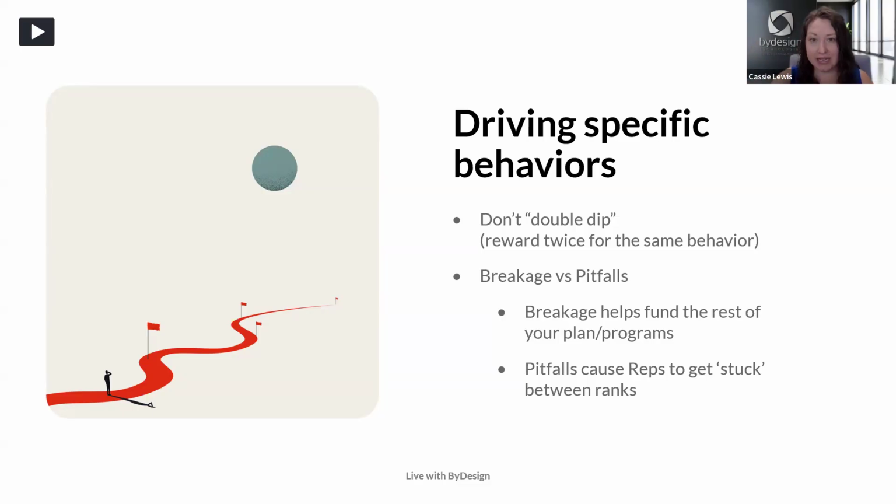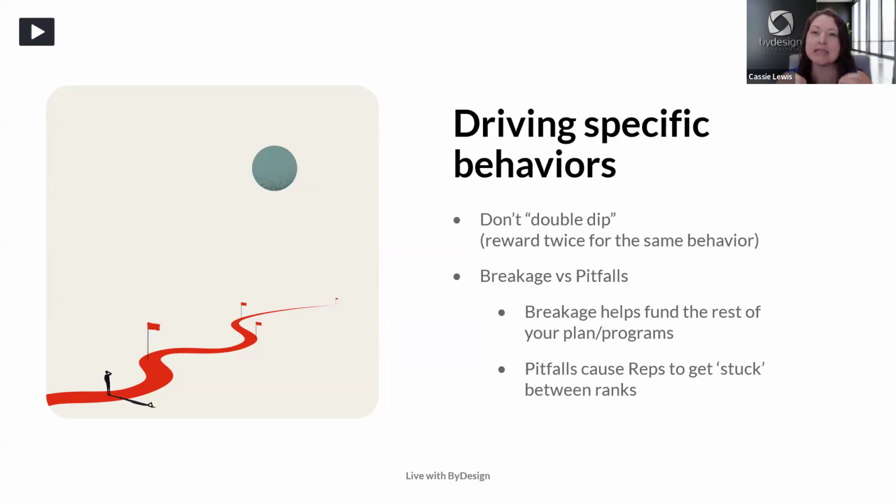that hurdle to get to the next rank. You'll find this a lot of times when you have a particular rank that reps get to and then they seem to get stuck there for months on end or years on end. They can't seem to ever get from silver manager to star director. They can't seem to ever get from emerald to sapphire.